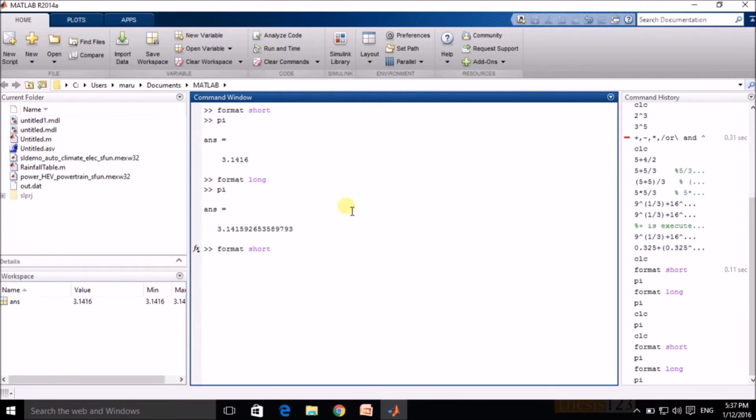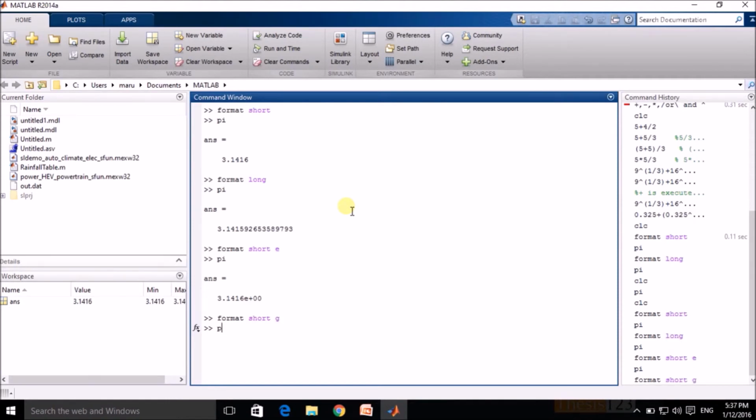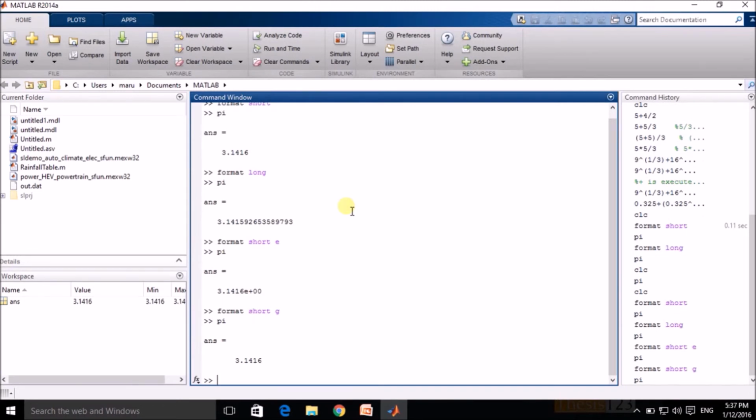Simultaneously we will see one more thing, format short e. Now see what the pi value is. It is displayed as scientific notation with 4 decimal digits plus exponents. And we will see one more thing here, format short G, and we will see the pi value. Once again we get 3.1416. It's the best of fixed or floating point format with 5 digits. This is the command we can use for format short G.